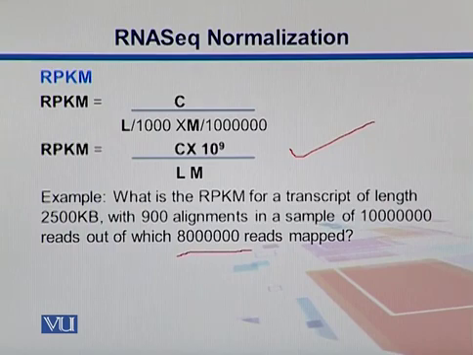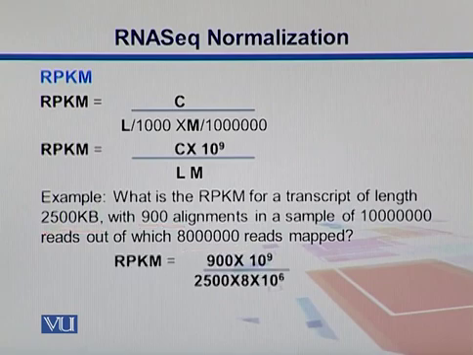900 alignments here are the 900 reads which are hitting this particular gene, whose length is 2500 kilobase pairs, kbs. So we can solve it. It's 900 into 10 power 9 divided by 2500 into 8 million. So 8 million can be written as 8 into 10 power 6. So it is 4.5 though. So the RPKM number, the normalized count number, is 4.5. The raw number was 900. So this 4.5 number we can compare within the treatment and across the treatments.